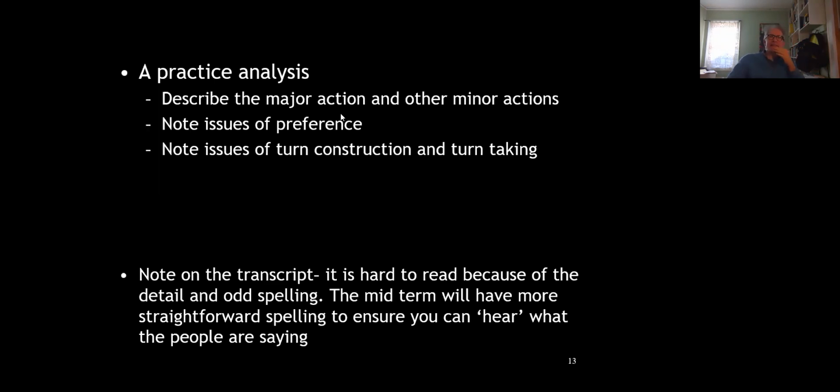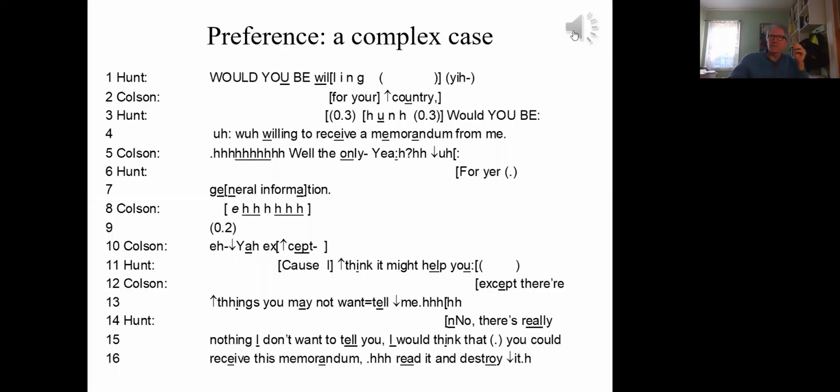So what I want to do here is let's look for action, just label some actions. I would argue there's one major action going on here and then some minor actions. And if you could say anything about preference, anything about turn construction and turn taking. We're going to have to do this quickly and do it together. So I'll try to play this so you can hear what it sounds like.